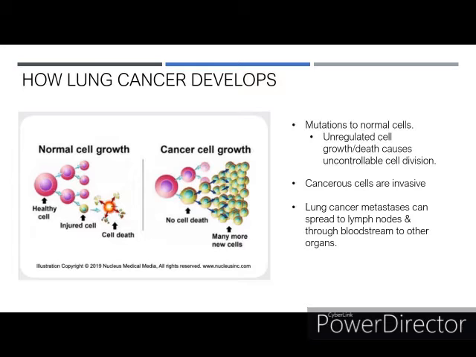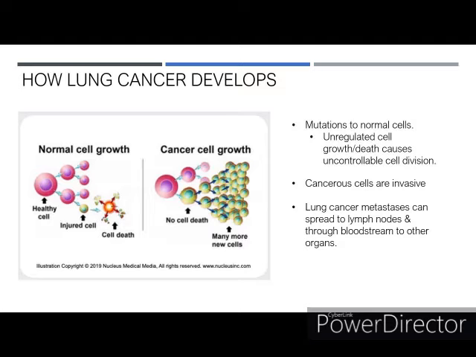Cancer arises from mutations to normal cells. The natural growth and death of cells is unregulated, which then causes uncontrollable cell division. As you can see in the image on the slide, typically cells grow when healthy. If not, they die. However, with cancer cells, there is no cell death, and cells continuously grow. Cancerous cells are invasive and can grow into surrounding tissue and even block airways.